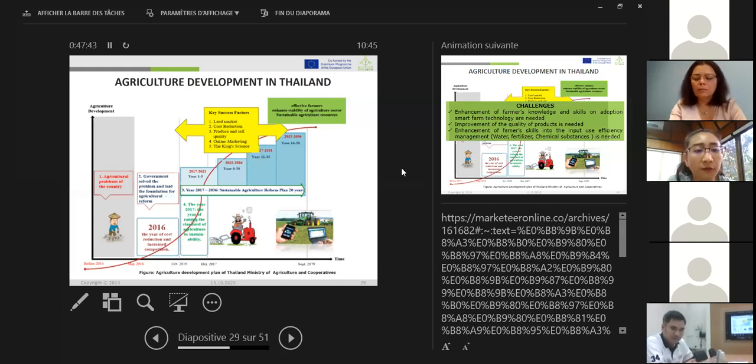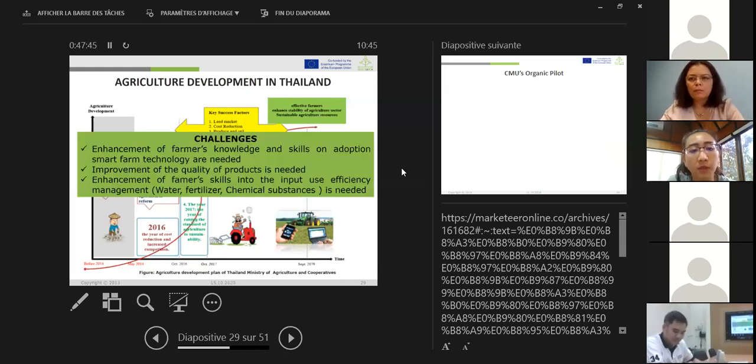So the challenge of this plan is how to enhance the farmers' skills in adopting smart farm technology, and how to enhance farmer skills in terms of input use efficiency management, like water, fertilizer, and chemical substances, to improve the quality of the products and to enhance the production process.